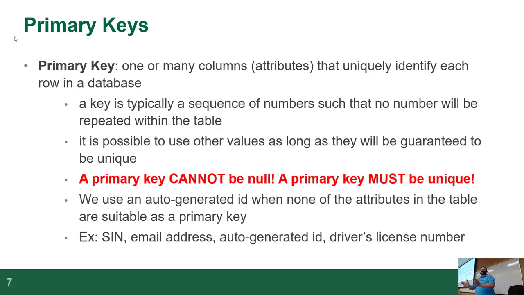Okay, continuing with the primary keys. So a primary key is one or more columns, also known as attributes, that uniquely identify each row in a database. Normally, in a modern database, the primary key is a sequence of numbers. It's an integer that auto increments: 1, 2, 3, 4, 5. Once 2 is used, you can't go back to 2 because it's been used. So that's a modern one.